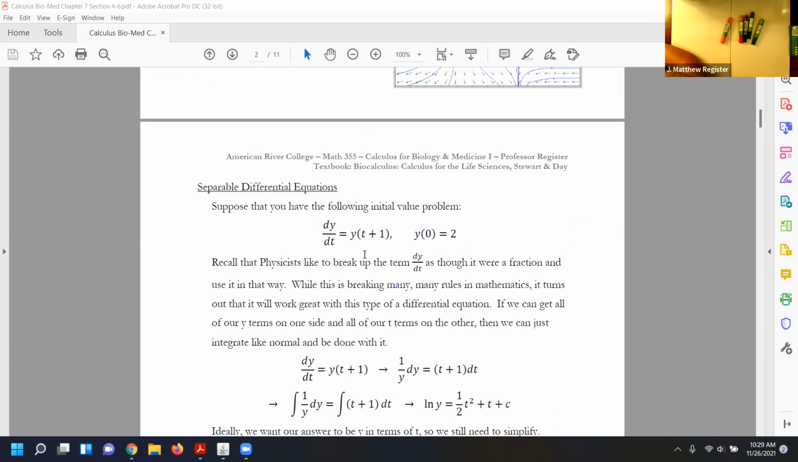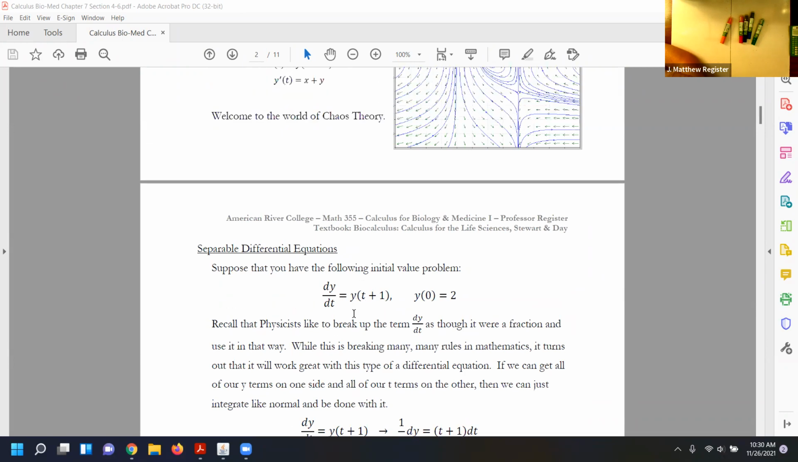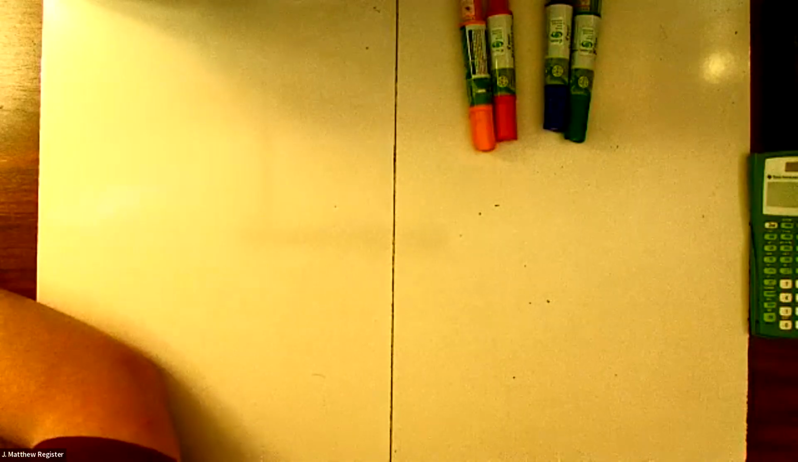And we'll start with this one right here. dy/dt equals y times t plus 1, and y of 0 equals 2. This is a separable differential equation, and it's also an initial value problem because we have this initial value. And so let's see if we can actually solve this one. I'll stop the share so that we can bring the whiteboard on up.